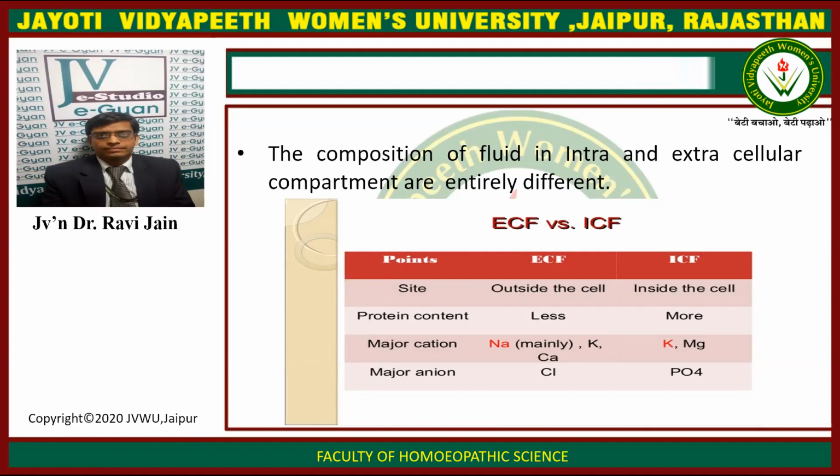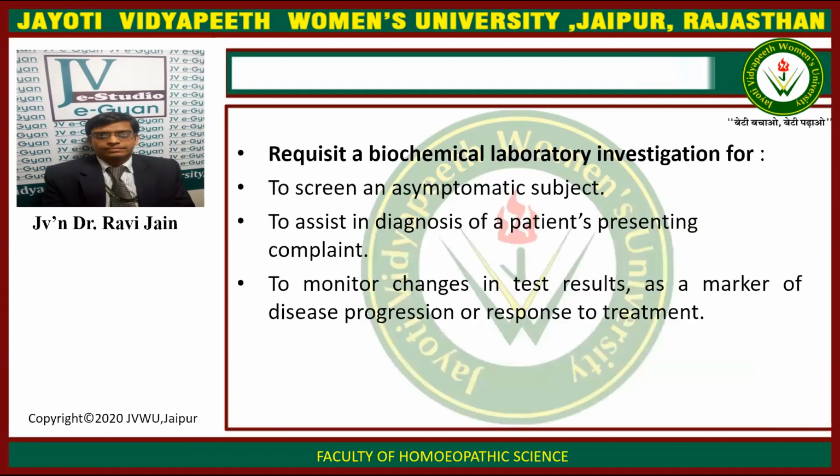In the extracellular fluid, the protein content is less, whereas in intracellular fluid, the protein content is more. The major cation in extracellular fluid is the sodium ion and, to a lesser extent, potassium and calcium ions. In the intracellular fluid, the major cation is mainly the potassium ion, with a minority of magnesium ion. The major anion in extracellular fluid is the chloride ion, and in the intracellular fluid, the major anion is the phosphate ion.